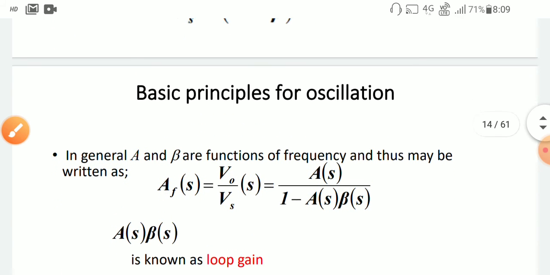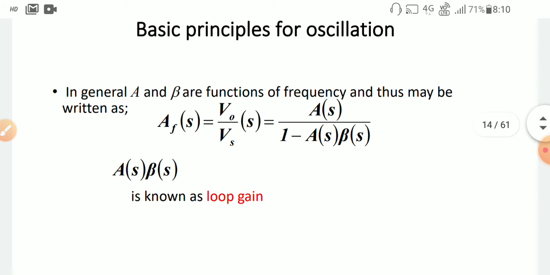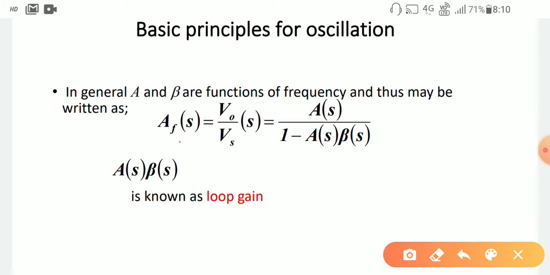So this is the basic principle for the oscillator. If you represent it in the S domain or frequency domain form, each and every voltage or gain term you have to write as a frequency term. Here S is defined as the value of j omega. So you just put each individual parameter into the form of the frequency term.